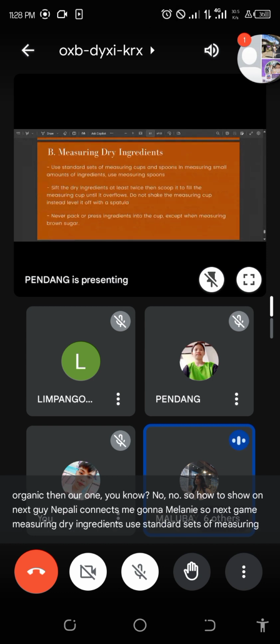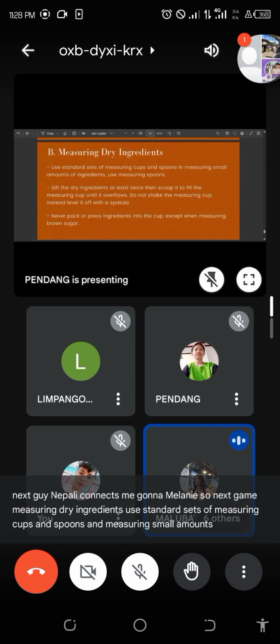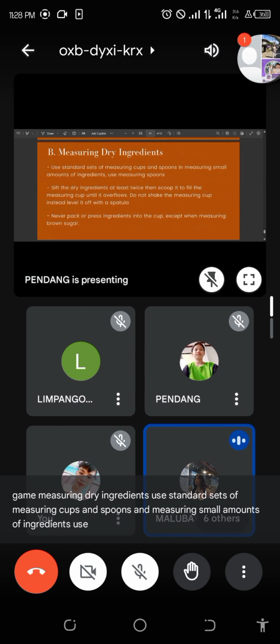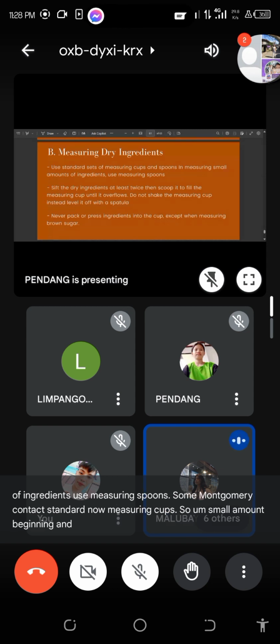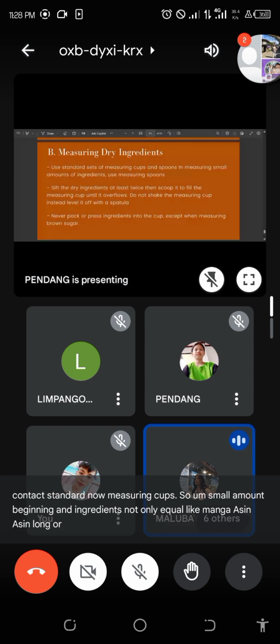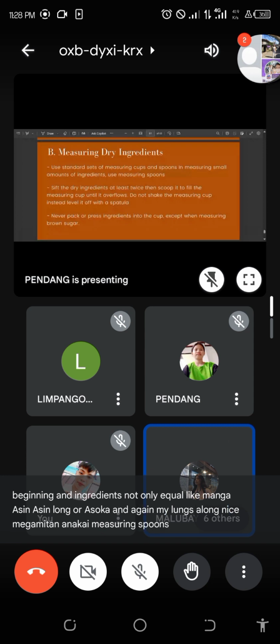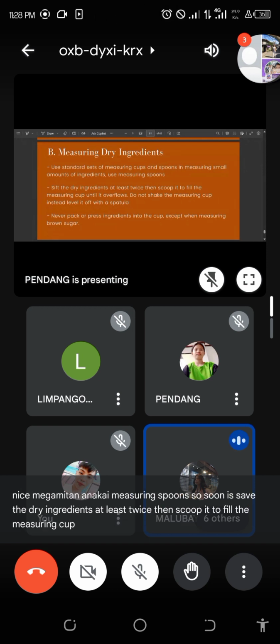Use standard sets of measuring cups and spoons in measuring small amounts of ingredients. Use measuring spoons. So, magamit kung tag standard nga measuring cups. So, kung small amount for gani nga ingredients, like mga asin lang, or asukar, ginagmay lang. So, ang nice nga gamitin na kay measuring spoons. So, sunod is, sift the dry ingredients at least twice, then scoop it to fill the measuring cup until it overflows. Do not shake the measuring cup. Instead, level it off with a spatula.